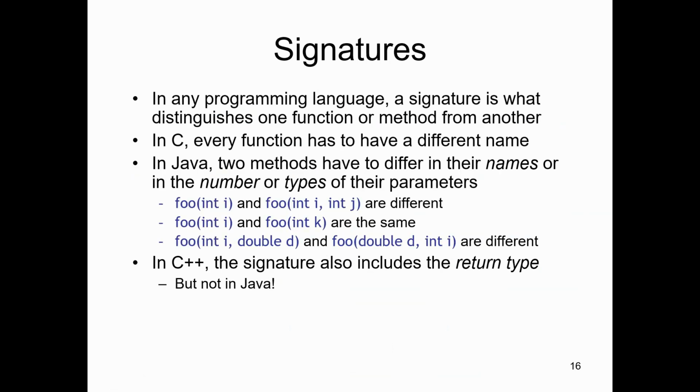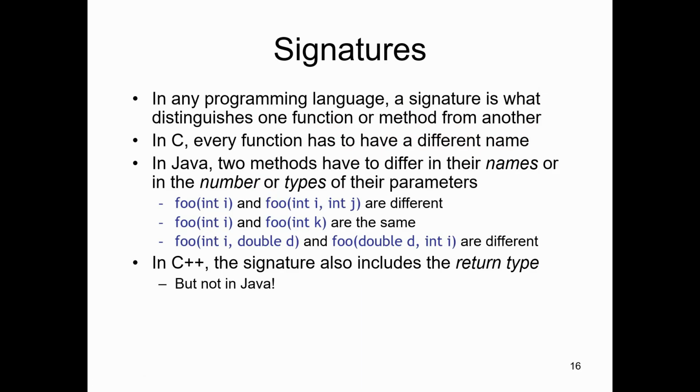Signature. Signature is used to distinguish one function from another. So for any method, there's a signature to tell the differences of the methods. In the C programming language, every function has to have a different name. So C is very strict. Java has more flexibility because Java is an object-oriented language and it allows polymorphism.